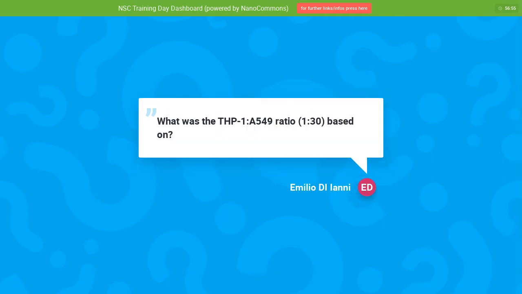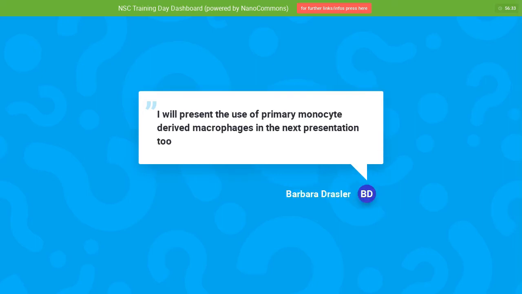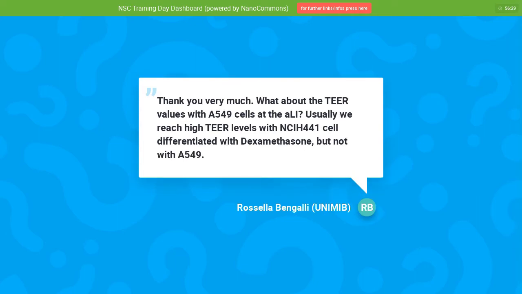So that ratio is based on previously published literature as well as historical data that have been produced by different labs. The ratio. Yes, exactly. So Barbara is going to show the primary monocyte work.